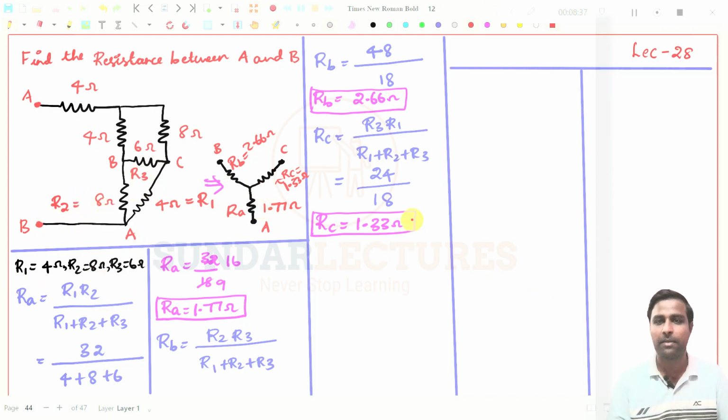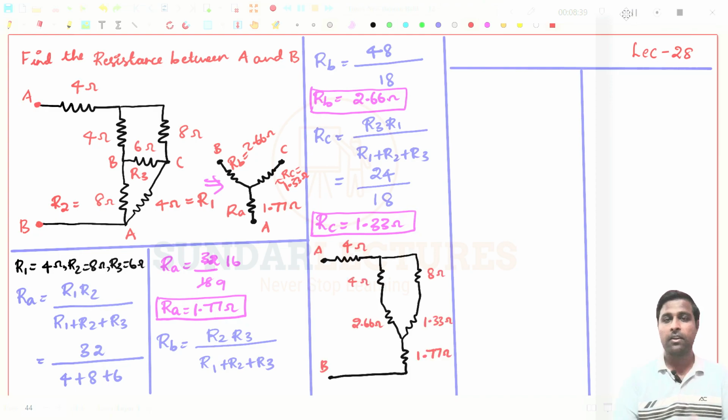So I will draw the diagram here. You see, we have replaced this delta with a star connection. Now you see this circuit. This will be very simple now. You can easily simplify this one because these two are connected in series. If you add these two resistors, what will you get? You will get 6.66, right?